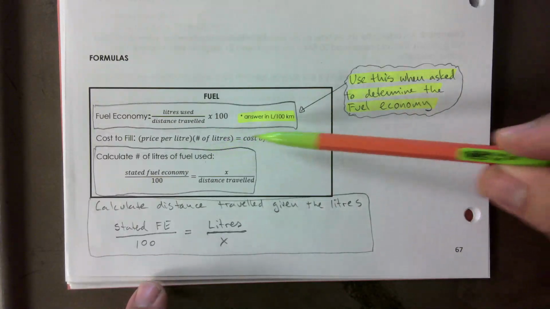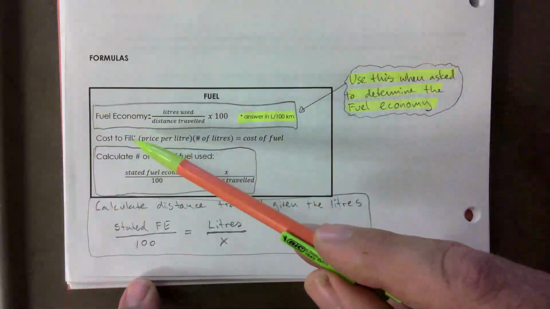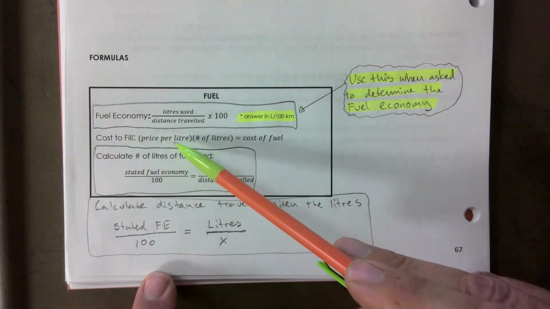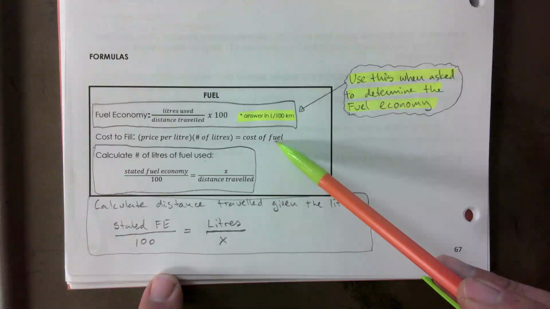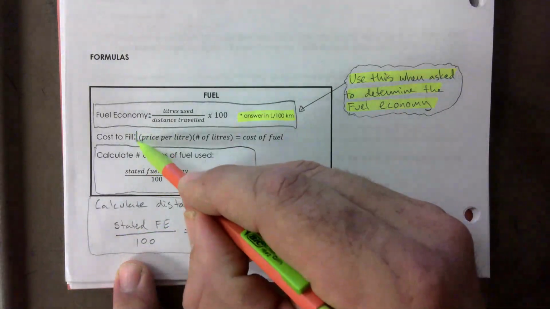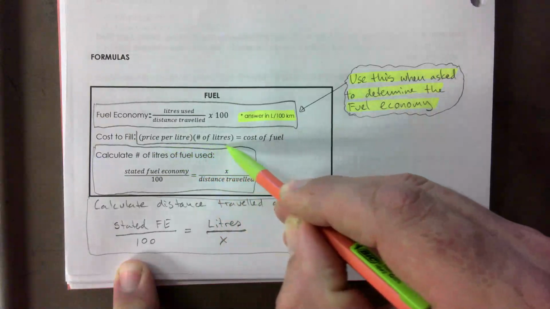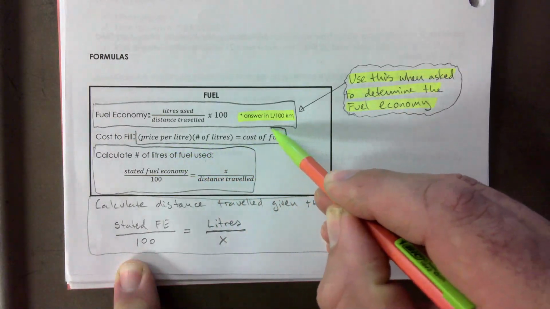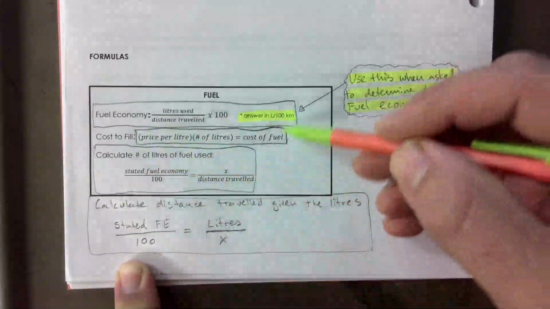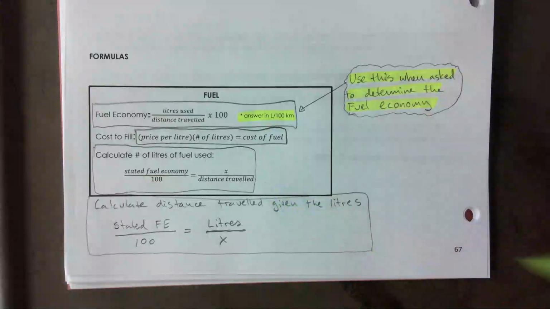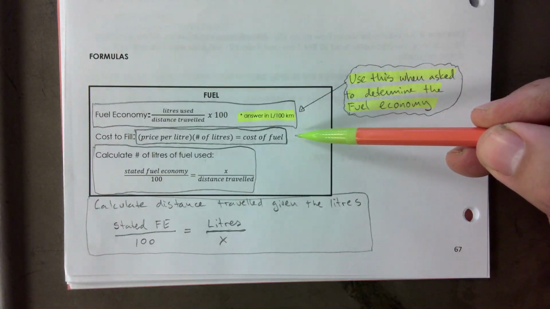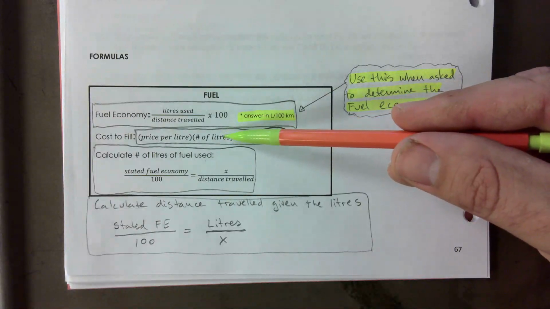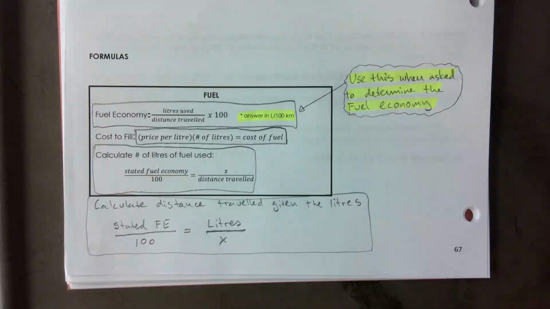And this one here, cost to fill your tank, you would take the price per liter, multiply it by the number of liters, and obviously that gives you the cost of the fuel. Okay, so this is also a separate formula, but you would have to know how many liters you've used to travel that distance. I'm boxing them all in because they're all kind of unique. So for this one, obviously you need to know how many liters you've used before you use it. Okay.